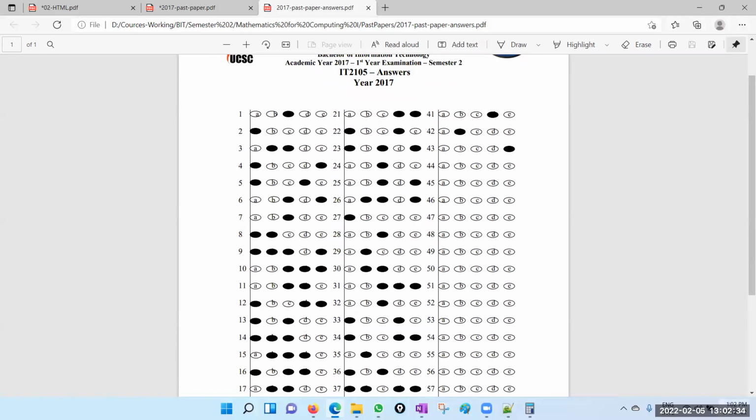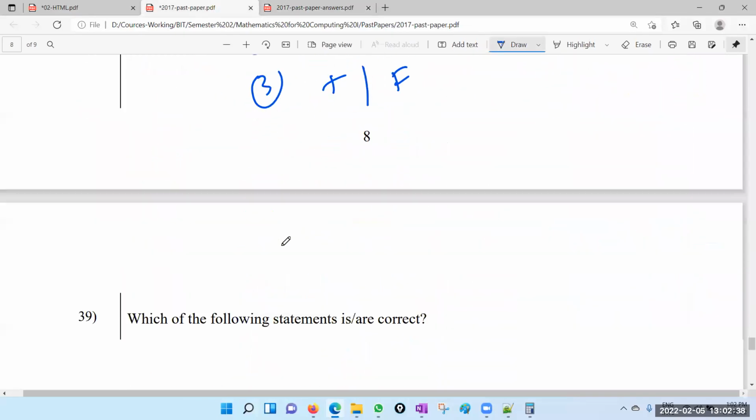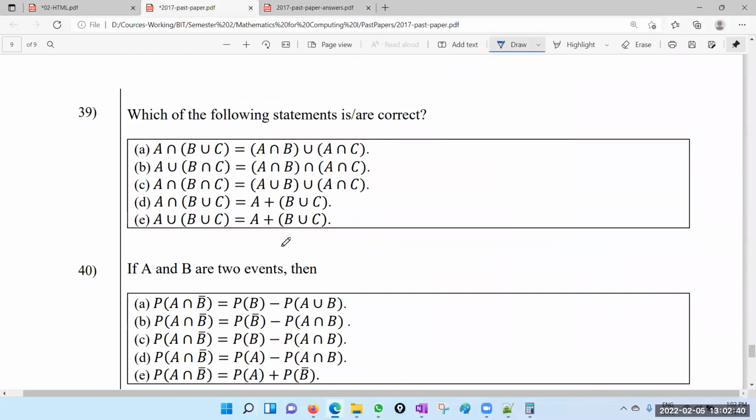Yes, 38 answer is B. Right, so let's do the 39. It's not actually a probability question, it's a set question. Which of the following statements are correct? Of course, that is not a probability question.